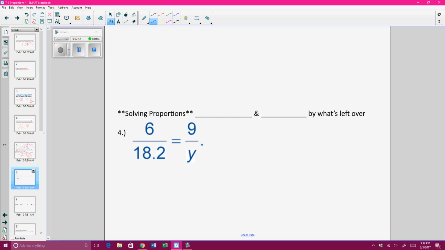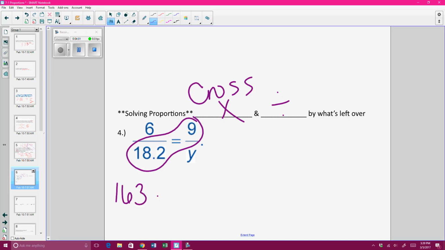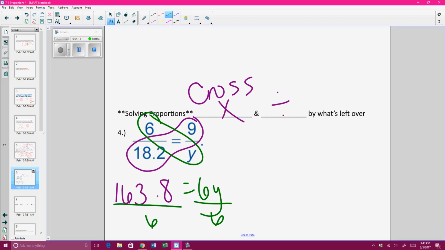Now, throughout the entire chapter, we're going to talk about solving proportions. So when you solve a proportion, you're going to cross multiply and then divide by what's left over. And what I mean by that is you're going to cross multiply the two numbers. 18.2 times 9 would be 163.8. And then 6 times y is just 6y. And like any two-step equation, we just divide to isolate the variable. And so 163.8 divided by 6 gives you 27.3.